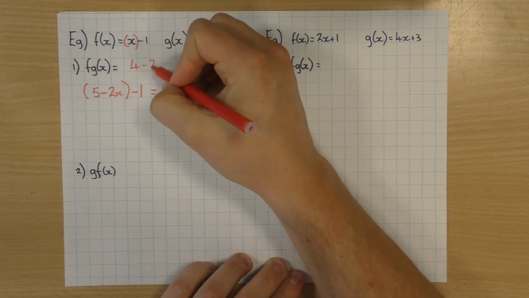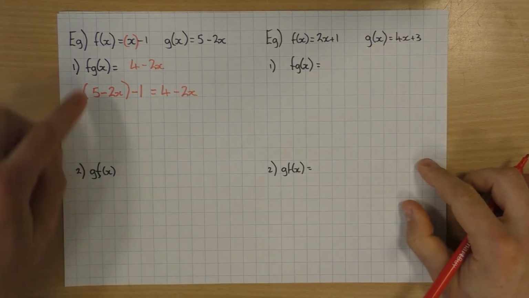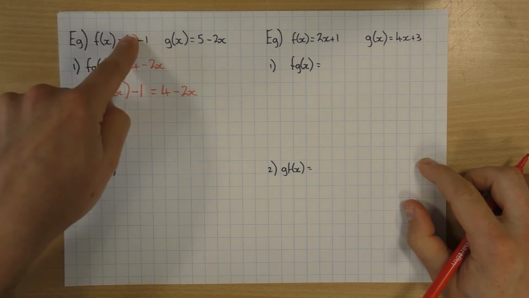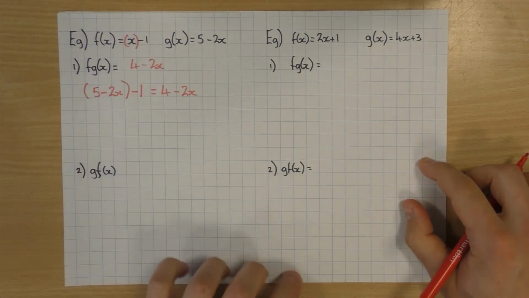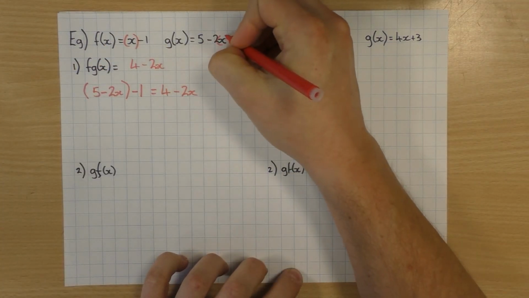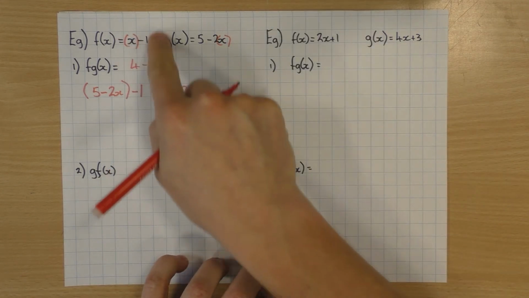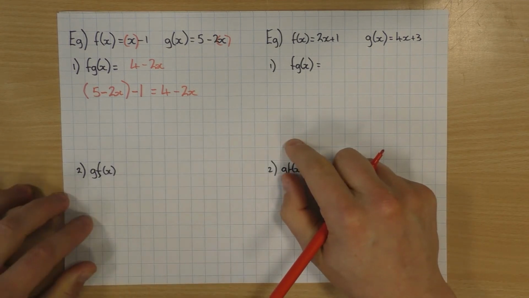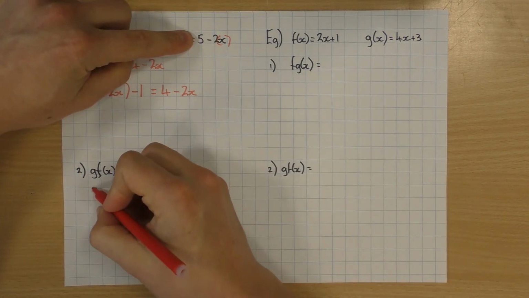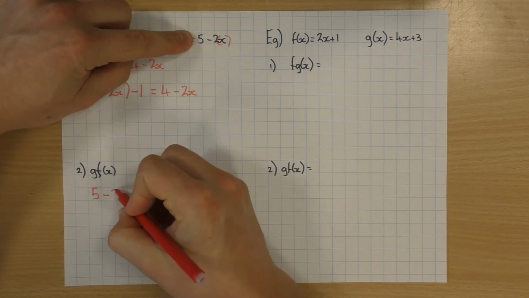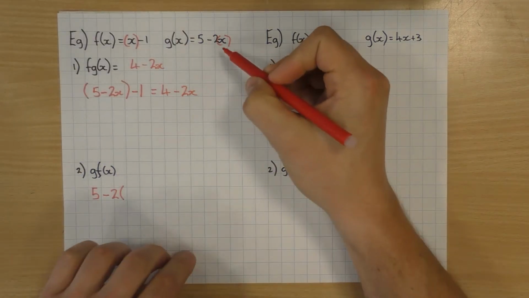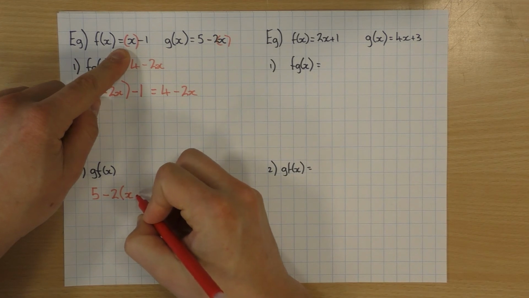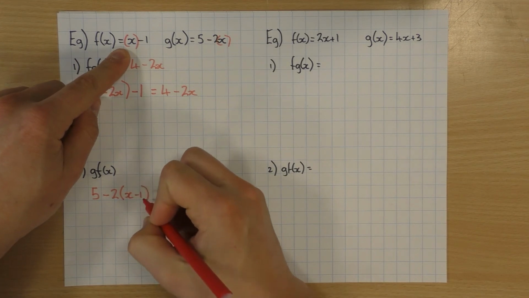4 minus 2x. Now, this is the other way around. So this time, I'm going to put f, so this function, inside the g. So I'm just going to put a bracket round there, because I'm now going to input x minus 1 into there, because f is going into g. So let's write out this then. So g is 5 minus 2, bracket. Now I need to input this. So inside the bracket is the f, which is x minus 1.